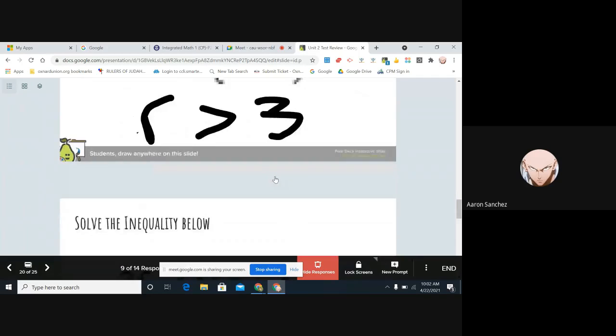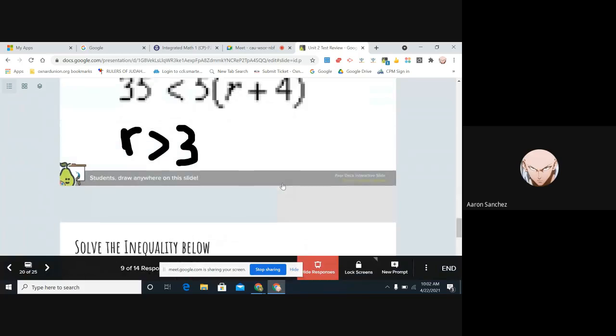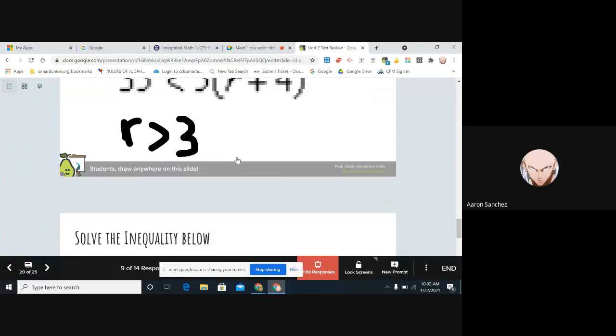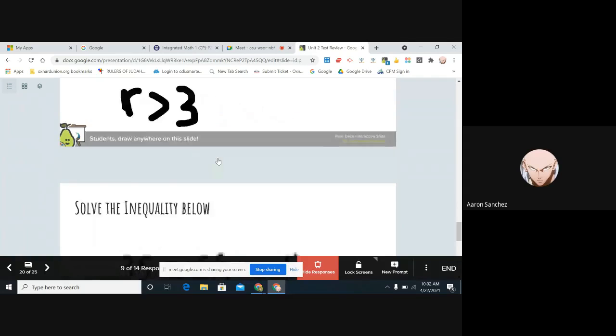The question is, what does the graph do? And this is right. This is correct right here. R is greater than 3. Yep, that's right. 3 is less than R. These are the same things, but it's easier to see the R on the left. So you guys are doing awesome.